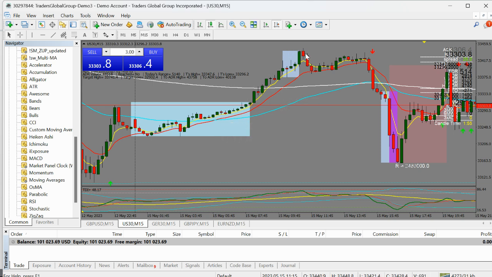Break above the Asia numbers. It's above the ketchup and the mustard. Back below, back above, back below, entry. And it just fell. It got out of there. So tomorrow I'll be looking for the same type of setup.